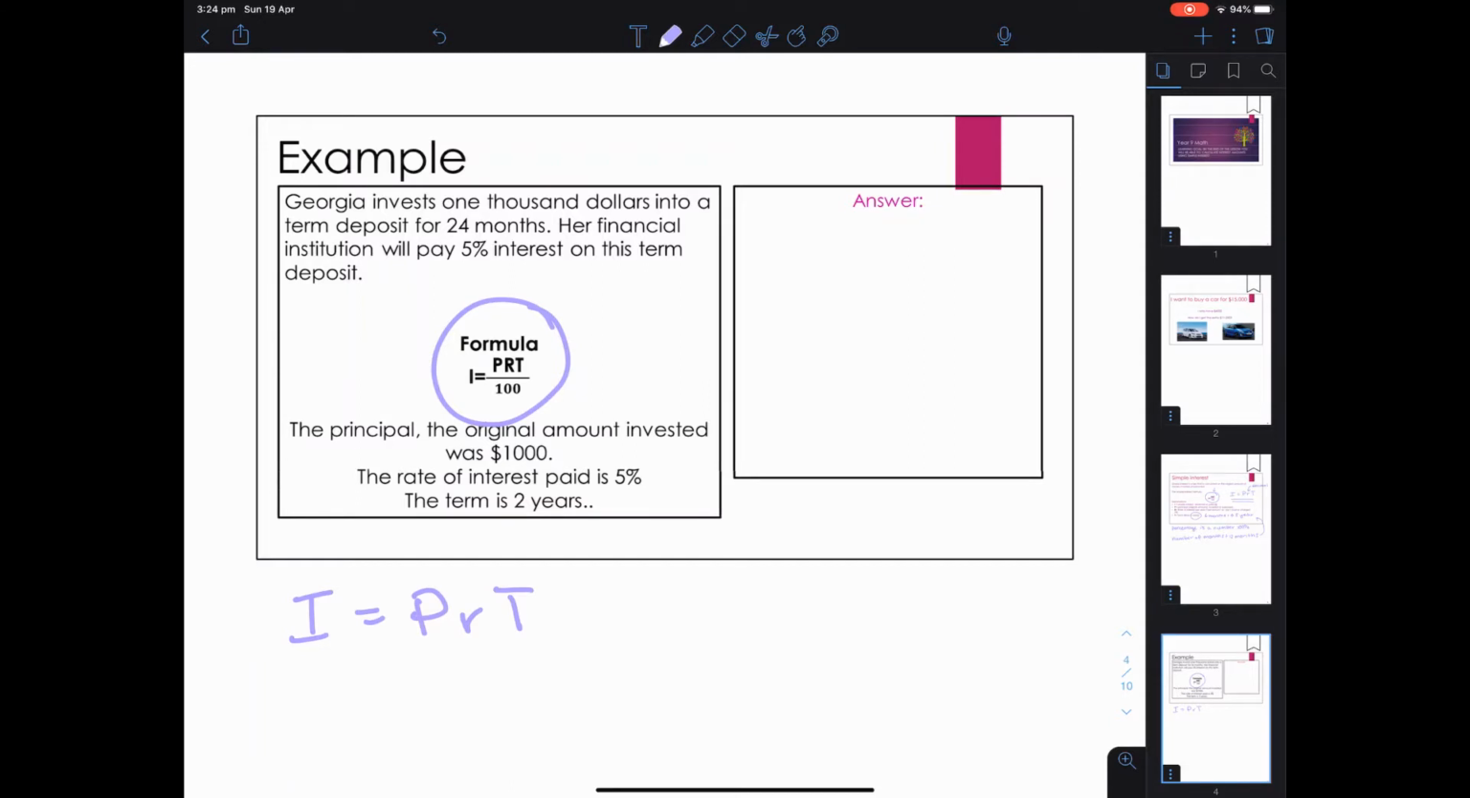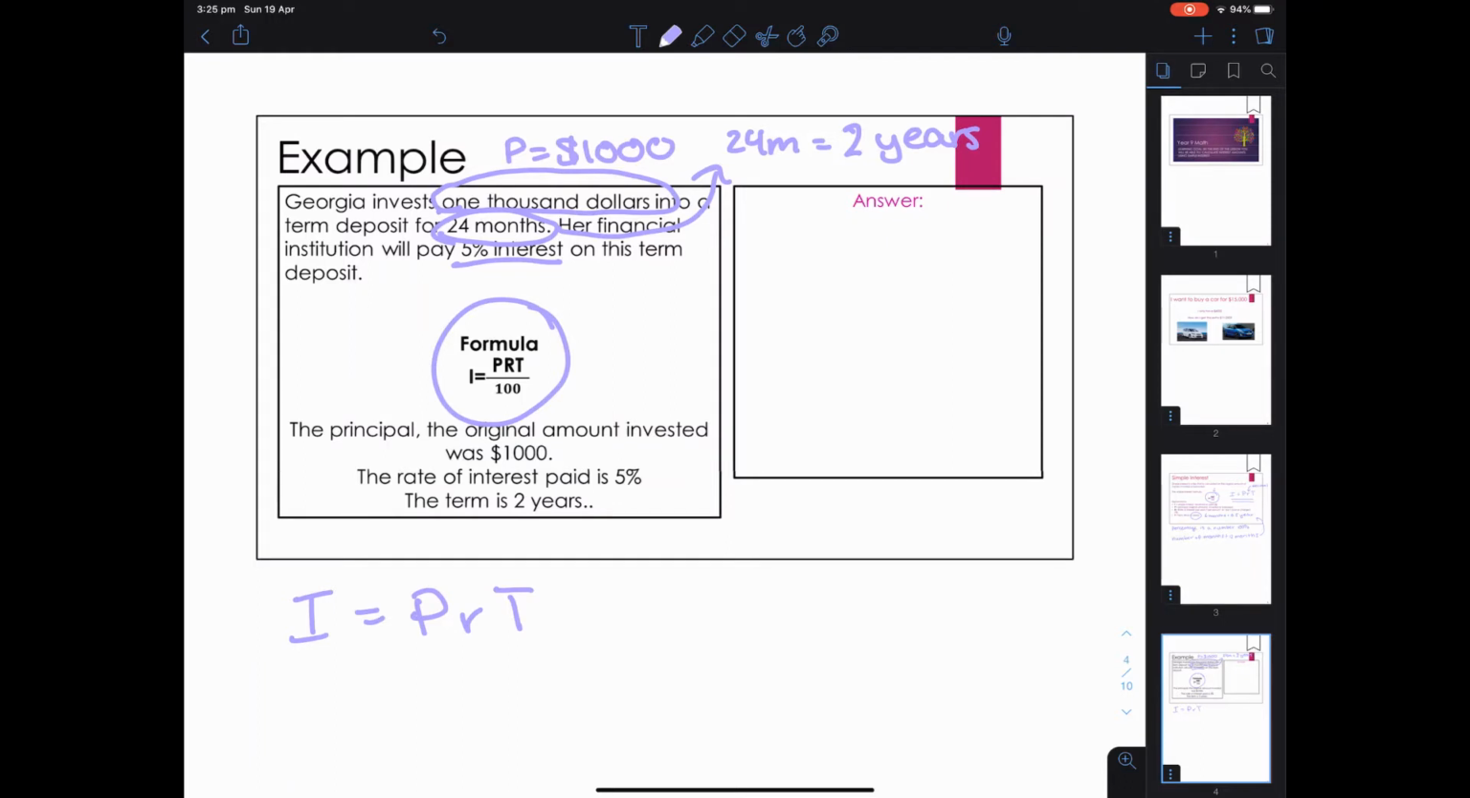Alright, so Georgia invests $1,000, so that is going to be our principal amount, to a term deposit of 24 months. Remember, this has got to be converted into years, so 24 months equals 2 years. A 24-month loan will cover 2 years. And then our interest rate is going to be 5%. So using this rule, we can leave it as a 5. So we've got that restated here. Our principal is 1,000, our rate is 5%, and our term is 2 years.